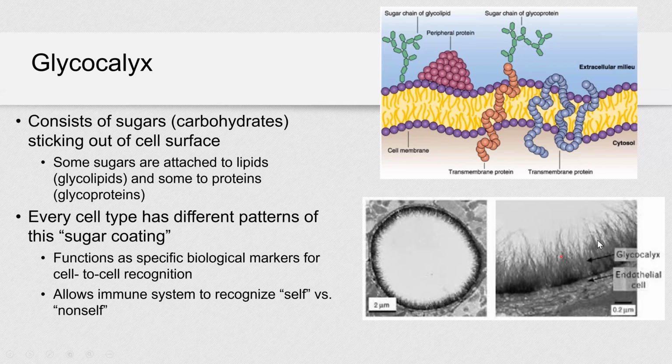Now, if you look at the electron microscope image here, you can see the glycocalyx on the surface of endothelial cells, and it really looks amazing. It's like a whole forest of these sugar molecules covering the cell completely. Every cell type has a different pattern of sugar coating, which functions as specific biological markers for cell-to-cell recognition, and your immune system recognizes self versus non-self. All right, so this is the glycocalyx on the surface of the cells.